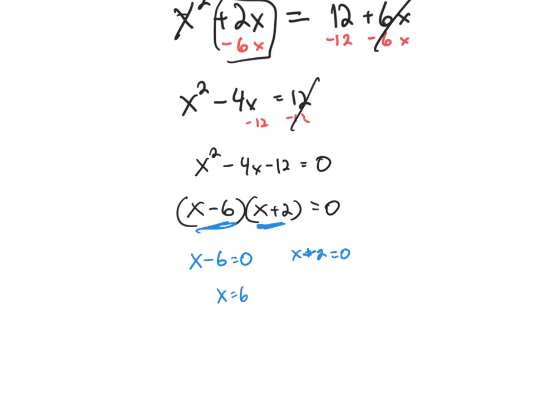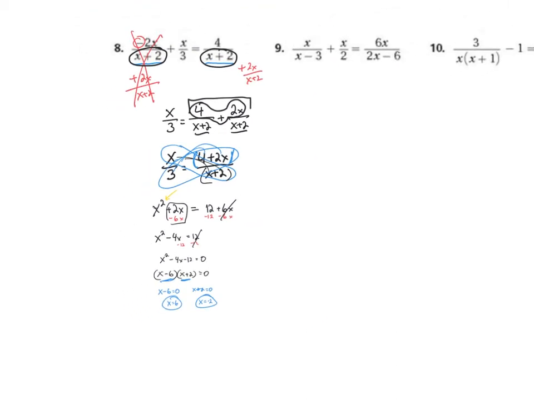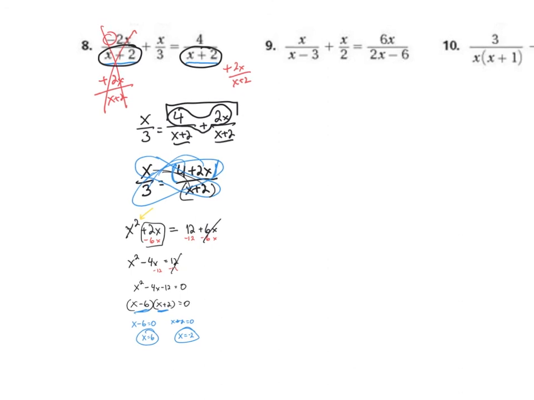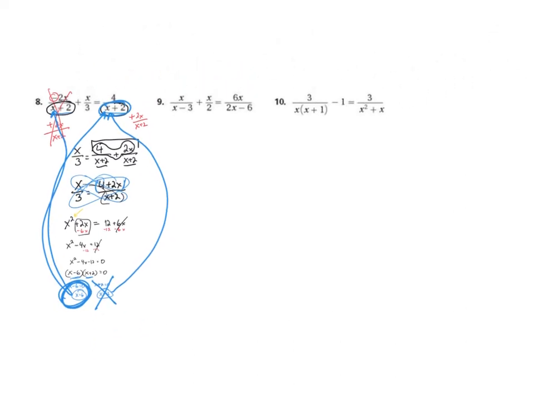So x equals 6, that looks like one answer. X equals -2, that would be a second answer. Do either of those give us problems in the original equation? If I put a 6 in here, nope. If I put a 6 in there, nope. If I put a -2 in there, yes, I end up with a 0 on the bottom there. So x can't be -2. So my only answer is x equals 6 for that one. Okay, so there you go.